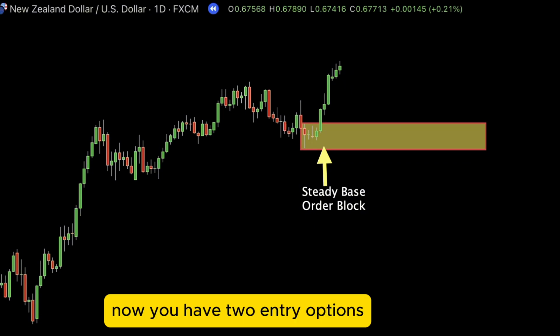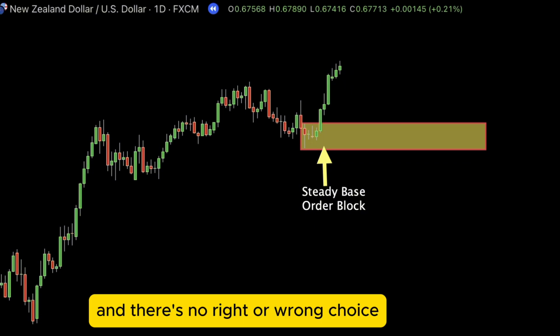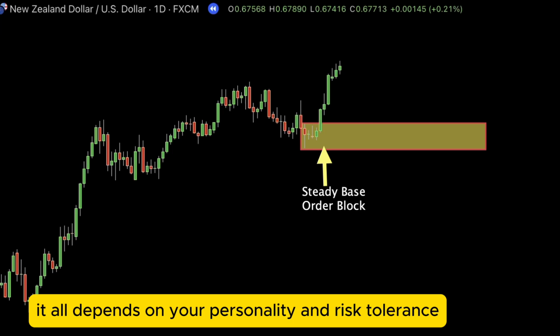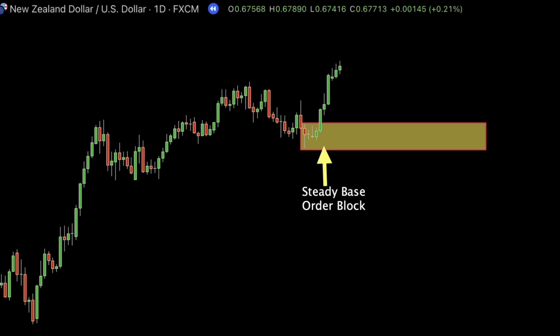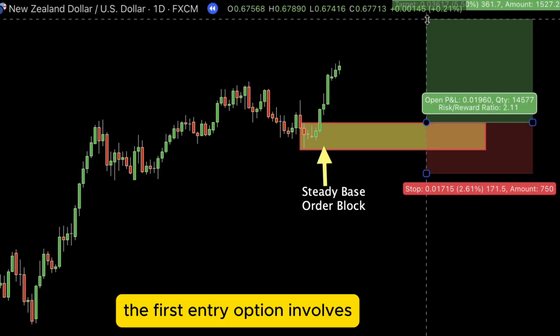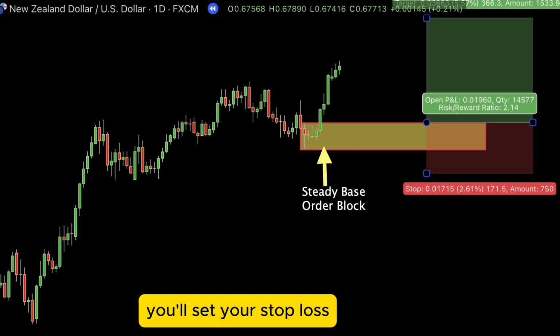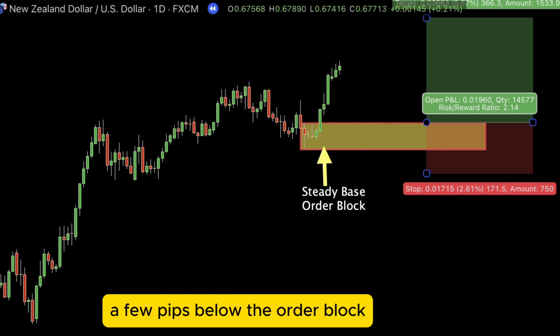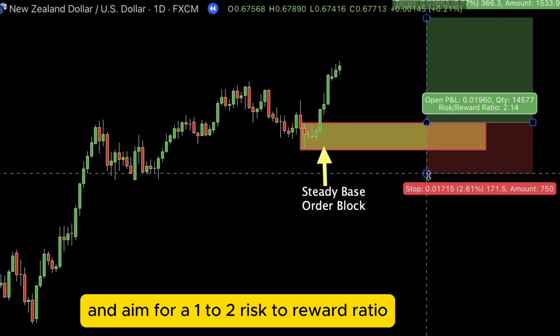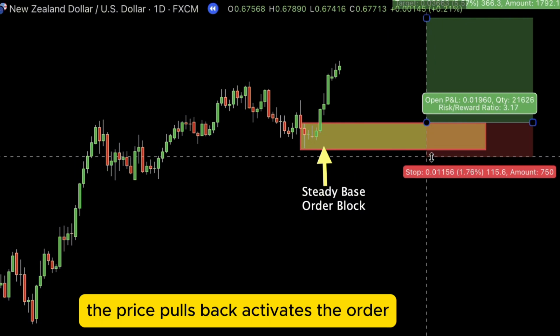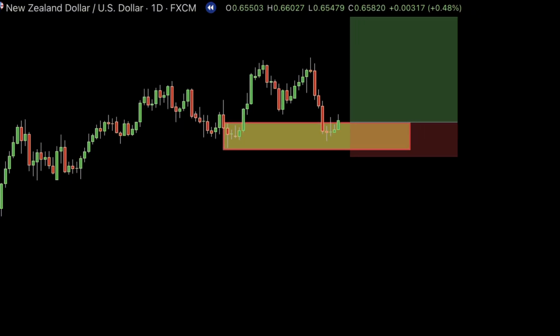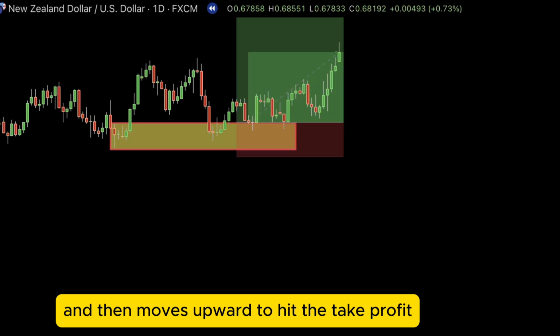Now you have two entry options, and there's no right or wrong choice. It all depends on your personality and risk tolerance. The first entry option involves placing a buy limit order at the highest point of the order block. You'll set your stop loss a few pips below the order block and aim for a 1 to 2 risk to reward ratio. The price pulls back, activates the order, and then moves upward to hit the take profit.